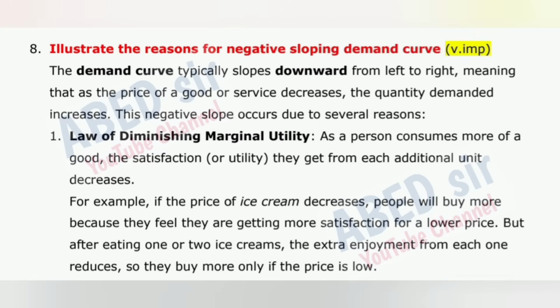1. Law of diminishing marginal utility. As a person consumes more of a good, the satisfaction or utility they get from each additional unit decreases. For example, if the price of ice cream decreases, people will buy more because they feel they are getting more satisfaction for a lower price. But after eating 1 or 2 ice creams, the extra enjoyment from each one reduces, so they buy more only if the price is low.